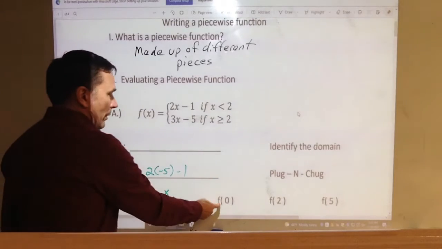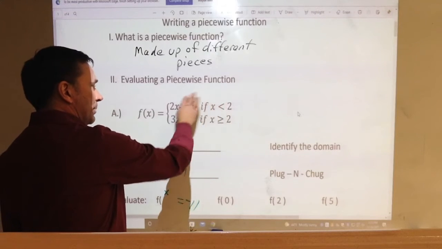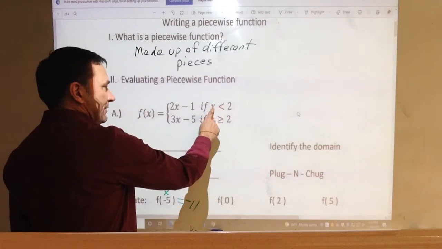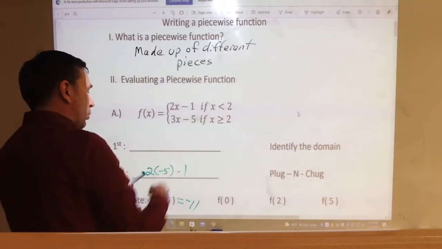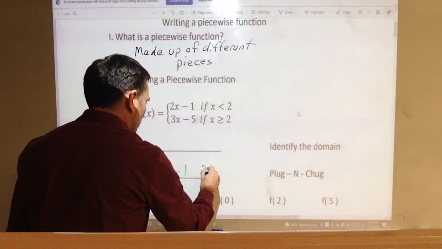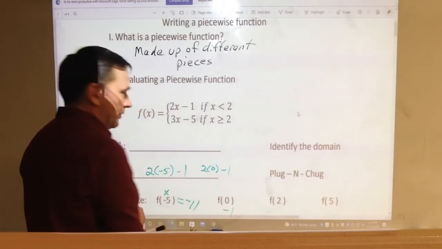The second problem, we want to evaluate f of 0. We start up here looking at our domain. Is 0 less than 2? Yes. So we want to use this top equation again. So 2 times 0 minus 1. This one equals negative 1.